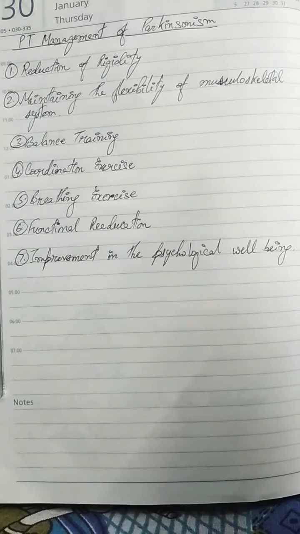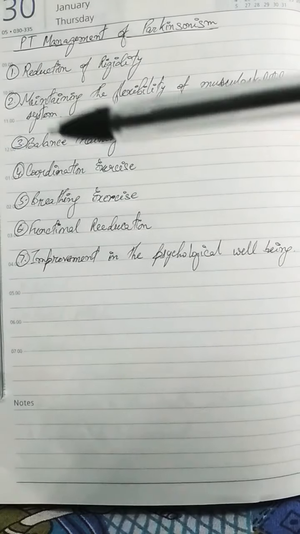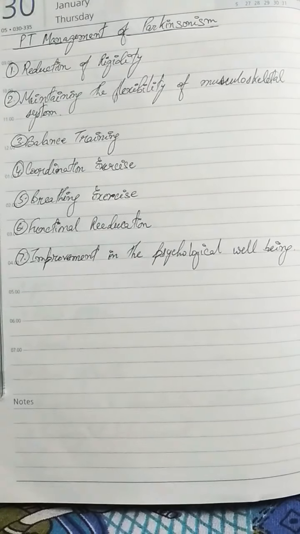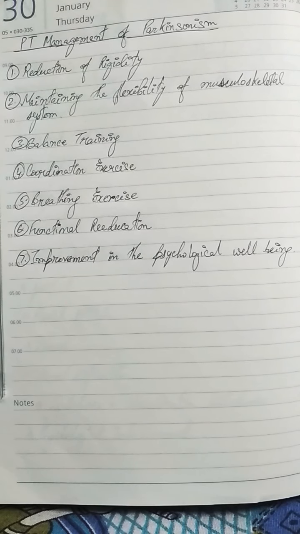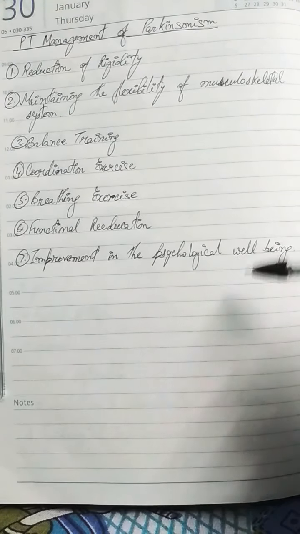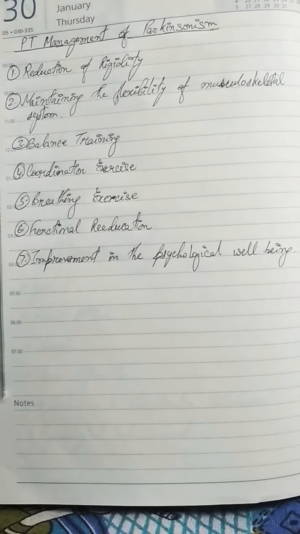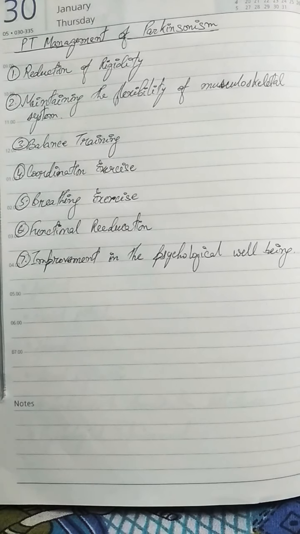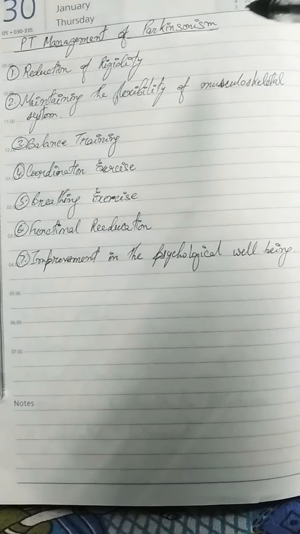So these were the 7 aims of the physiotherapeutic management of Parkinsonism. It's a very practical topic, but as far as possible, these are the 7 theoretical points which a student must learn about a Parkinsonism patient.